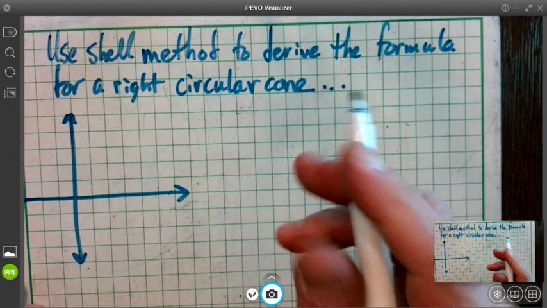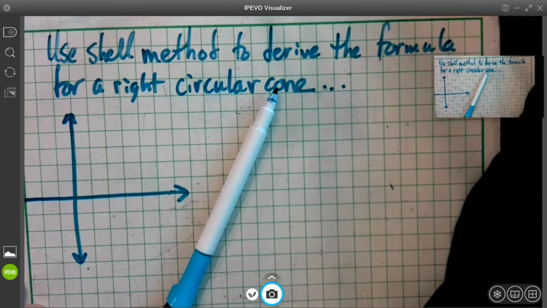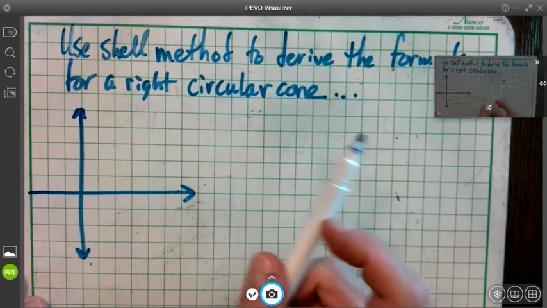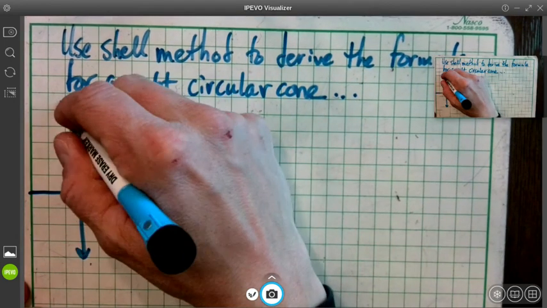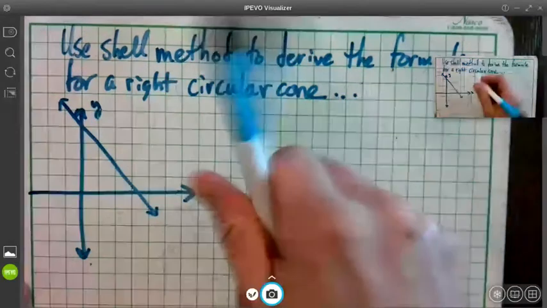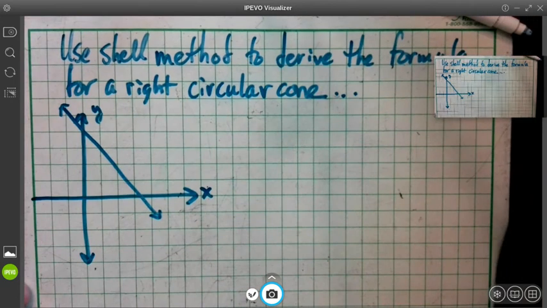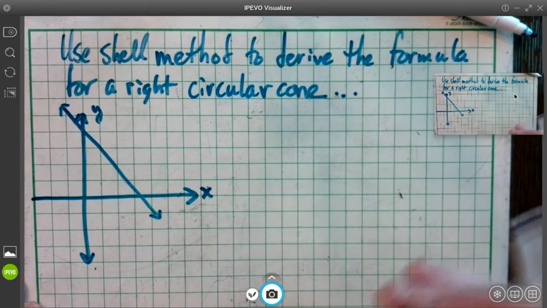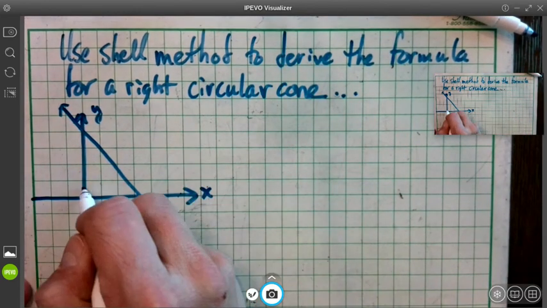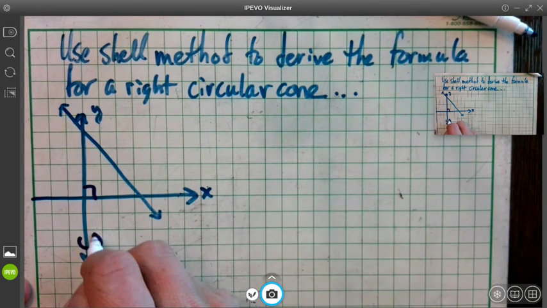I'm going to do it a little bit differently. Let me get rid of this little mini guy here. I'm just going to draw a right triangle on these axes. So there's my y-axis, there's my x-axis. Now, you know the formula for a right circular cone because that is a basic geometry formula from 9th, 10th grade. So here's the deal. We have a right triangle, and we're going to have to rotate this around the y-axis the way I drew it.